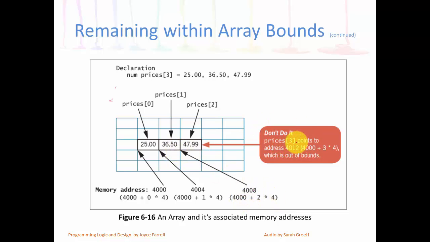Now, if the user has mistakenly said, all right, I want prices for subscript 3, we're going to point to an address of 4,012, which is out of bounds. In other words, it's not within this array. It's exceeded, or it's too large for the elements that have been initialized in our array. Now, different programming languages report this error differently.